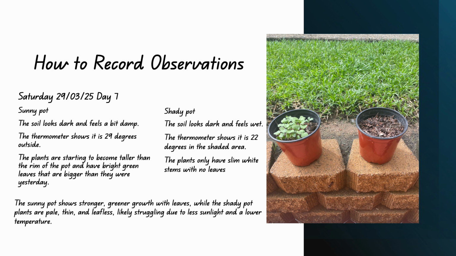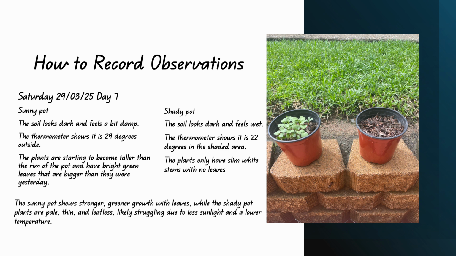For my shady pot, I have recorded that the soil looks dark and feels wet. The thermometer shows it is 22 degrees in the shaded area. The plants only have slim white stems with no leaves. Those were really good observations for each single pot. But we also need to remember to observe and compare both of them.